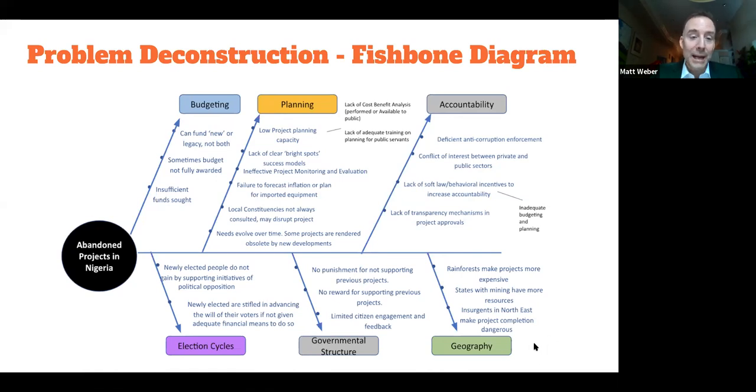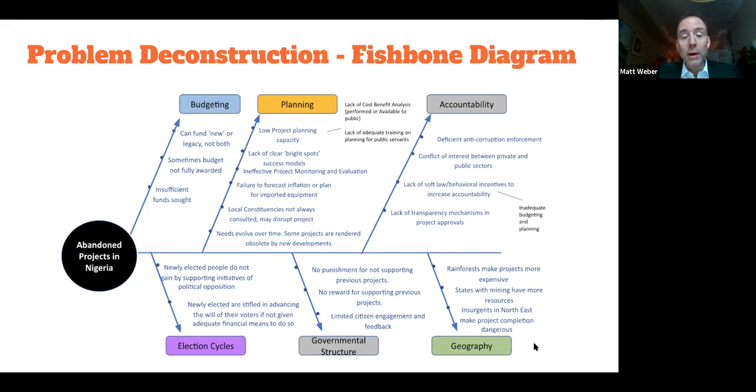The next category, planning. It seemed as if there was low capacity for project planning. One key example of this would be Nigeria's inflation rate. Given the inflation rate of Nigeria and the amount of time it takes to implement a project, we noticed that the budgets were unrealistic. They didn't have any factor taking into account inflation. There were also local constituencies that seemed to not be consulted. This often led to projects being put in places that might not have chosen that particular project or wouldn't have chosen that solution to the problem that they were having.